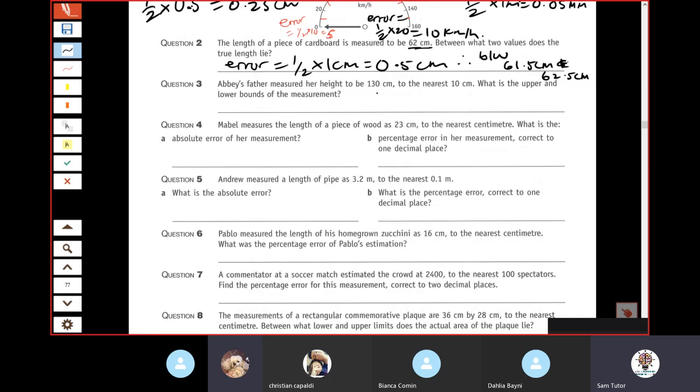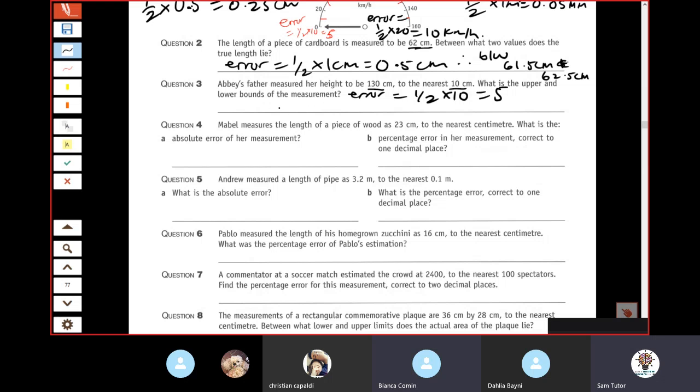This one, Abby's father measured her height. It's 130 centimeters. However, they were measuring it to the nearest 10 centimeters. So it's not going up by 1 centimeter. It's going up by 10. So my error equals half of 10 equals 5.